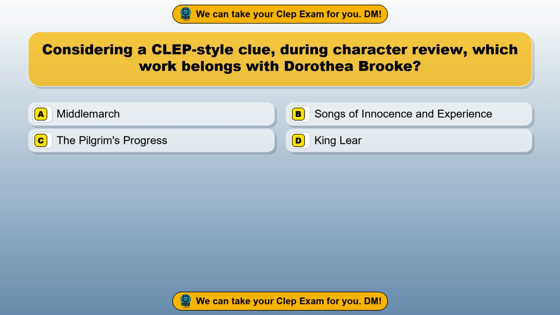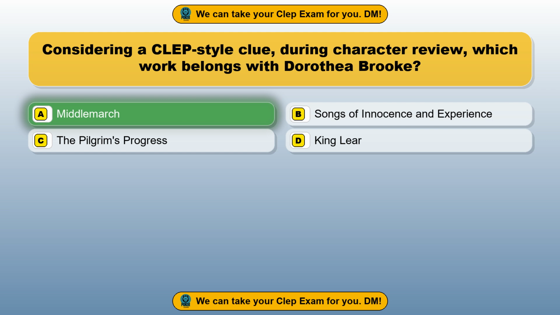Question 52. Considering a CLEP-style clue during character review, which work belongs with Dorothea Brooke? Option A, Middlemarch. Option B, Songs of Innocence and Experience. Option C, The Pilgrim's Progress. Option D, King Lear. The correct answer is option A, Middlemarch.